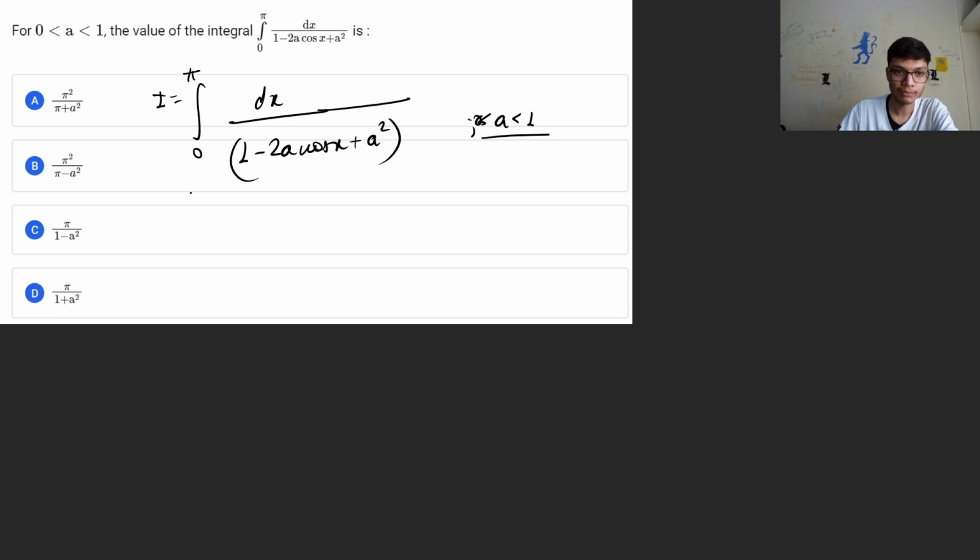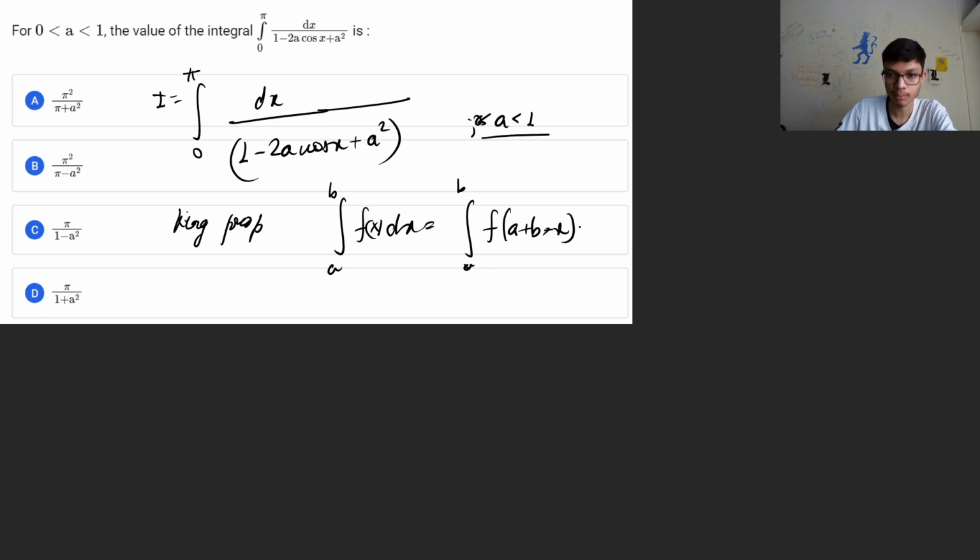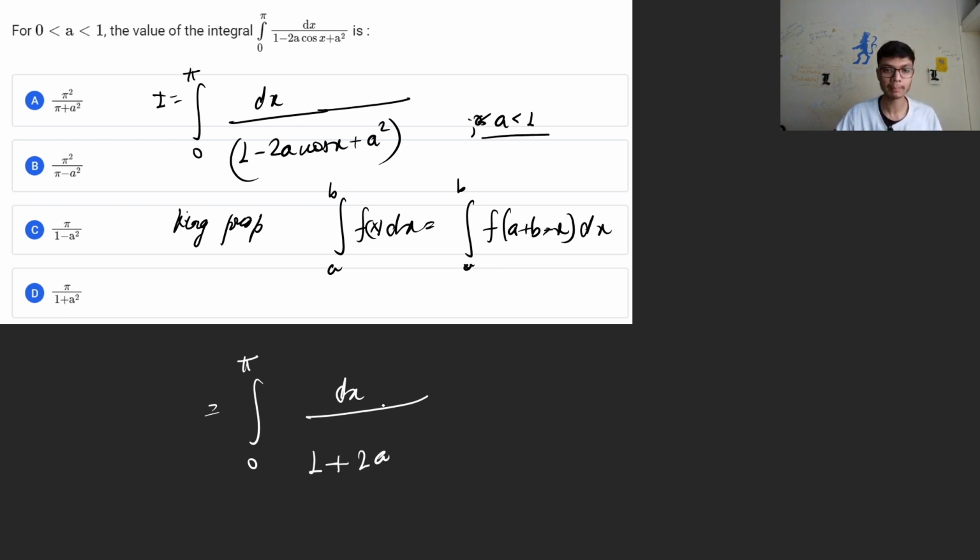Okay, so if I apply the King's property, that is, integration a to b f of x dx is equal to integration with the limit a to b f of a plus b minus x dx, by applying this property I will get the result as 0 to pi, and I just need to replace x with pi minus x. Okay, so that is going to be 1 plus, because cos of pi minus x is minus of cos x, so 1 plus 2a times cos x plus a square.